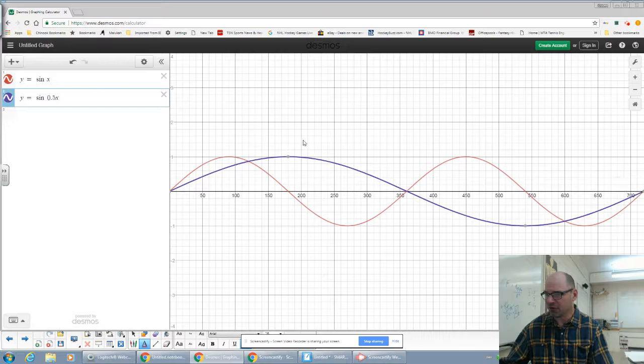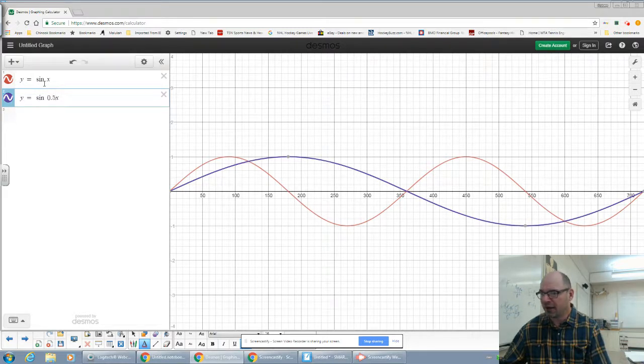And indeed it does. So this number in front of the x determines the length of the period. If it is 1 or above, it's going to shorten the period. If it's from 0 to 1, it's going to lengthen the period, because when you divide 360 by a decimal number, it makes it bigger.